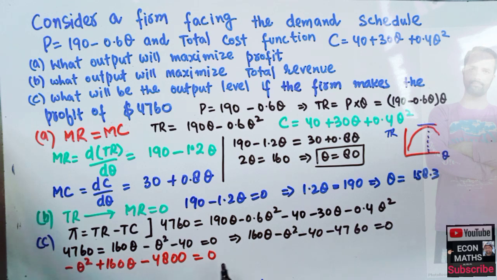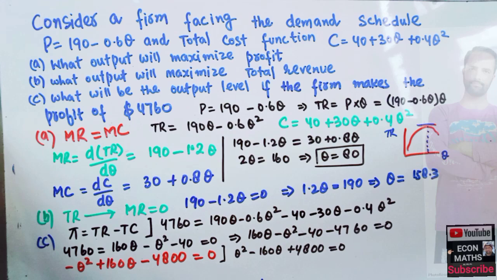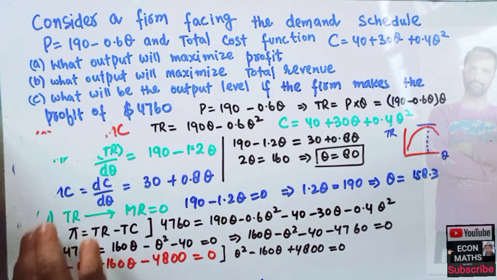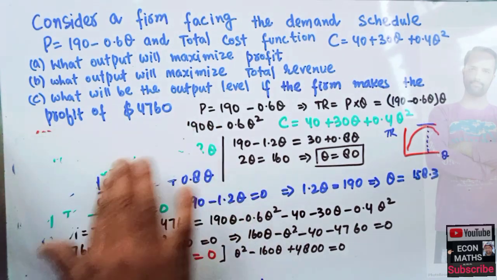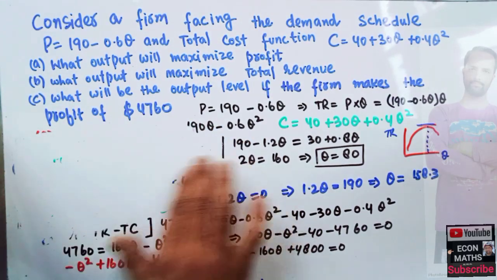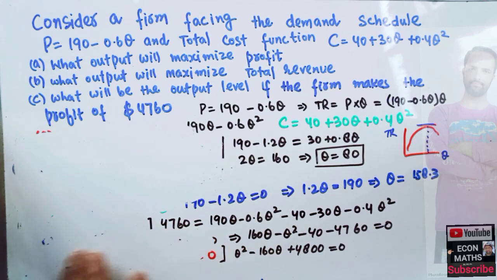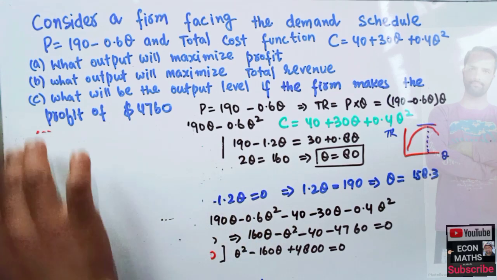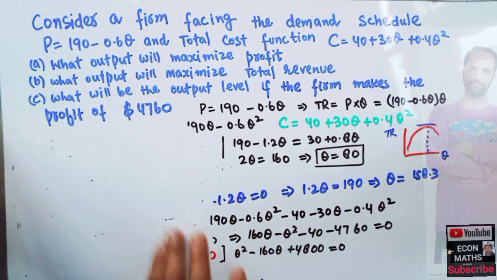So let's multiply both sides by minus 1. We will get q square minus 160q plus 4800 equal to 0. Now let us solve this quadratic equation. For this, let me rub this out here. I don't have the space, so let me rub this out. Okay, this should work here.